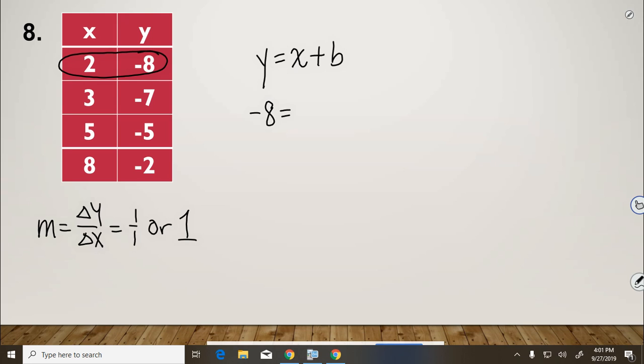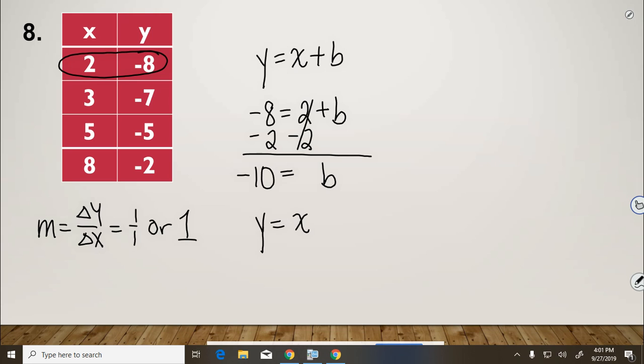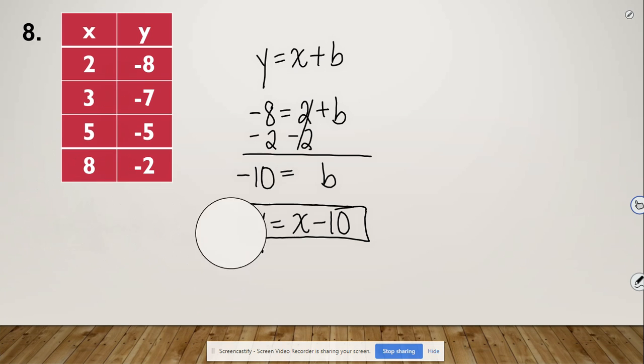-8 is the y. 2 is the x. Subtract 2 from both sides. We get b equals -10, making my equation y equals x minus 10. And again, if we check it, if we do 2 minus 10, we get -8. If we do 3 minus 10, we get -7. If we do 5 minus 10, we get -5. And if we do 8 minus 10, we do get -2. So that proves that that equation does model the table. Let's take a look at another example.